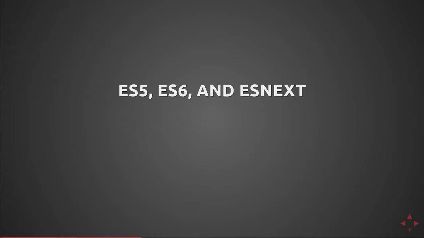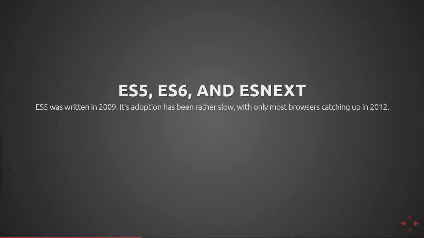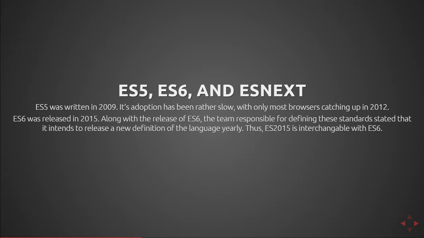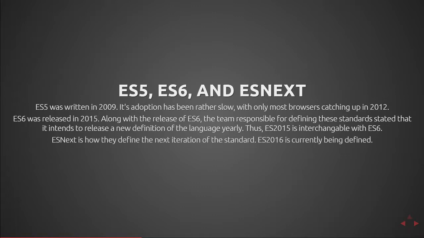ES5, ES6, and ESNEXT. ES5, the definition of the language, was written in 2009. Its adoption has been rather slow, with most browsers only catching up roughly in 2012. ES6 was released in 2015. Alongside the release of ES6, the team responsible for defining this ECMAScript standard stated that it wanted to do more iterations of this standard and define that period of defining as a year. Thus, ES 2015 is interchangeable with ES6. We might see that standard catch on more, but I'll be using ES6 mostly throughout these videos.